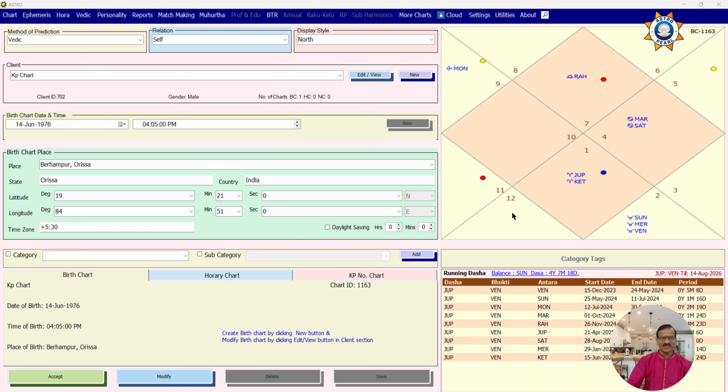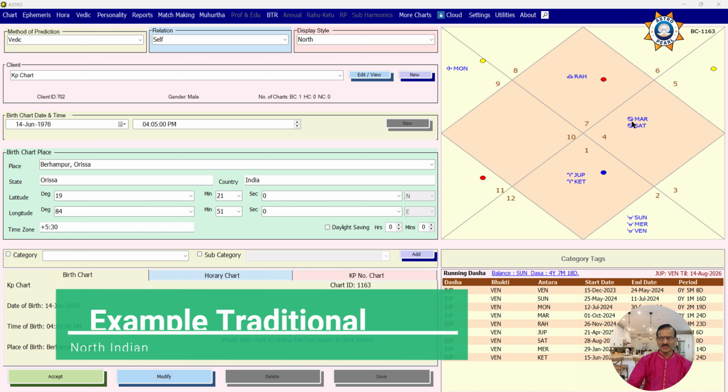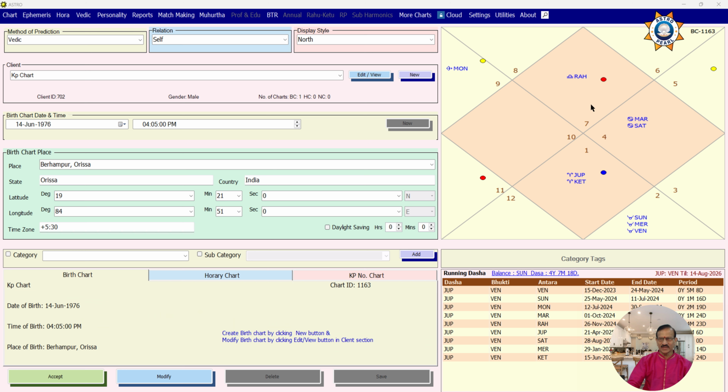This is the chart I have cast through my developed software Astro. We entered basic details here, and when we click accept, this chart is generated. This is the simple or traditional chart for a person born on 14 June 1976, and the Lagna here is Libra. So what we did here is North Indian style.